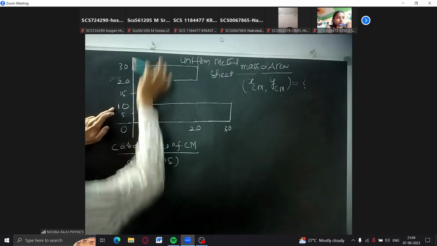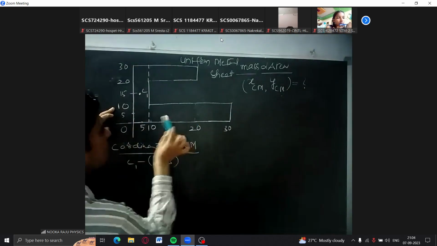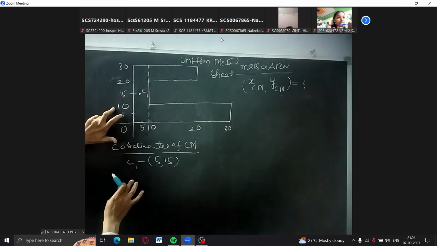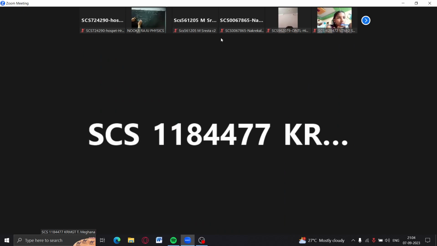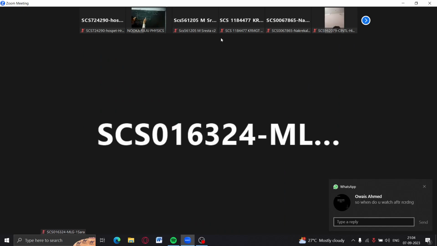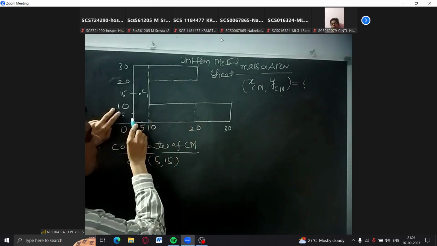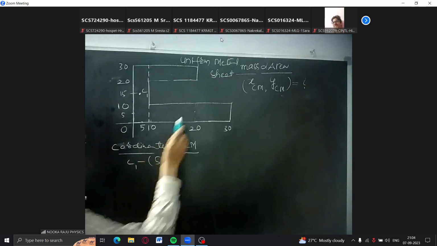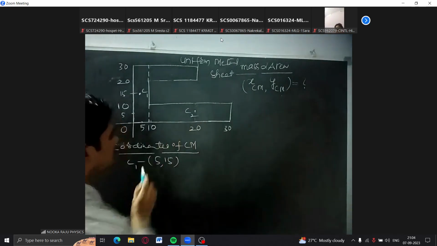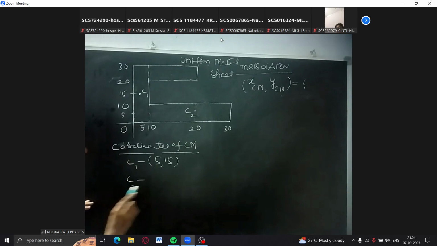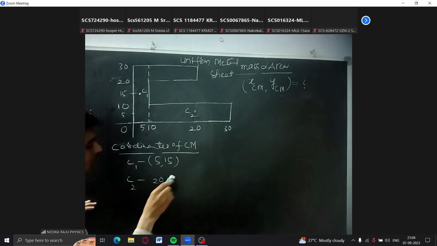Second condition. This is the first part, this is the second part. Tell me now. 20, sir. Yes, exactly, this is the 20 point. Now here this is 20 and this is 5. So this is C2. C2 equals 20 comma 5.